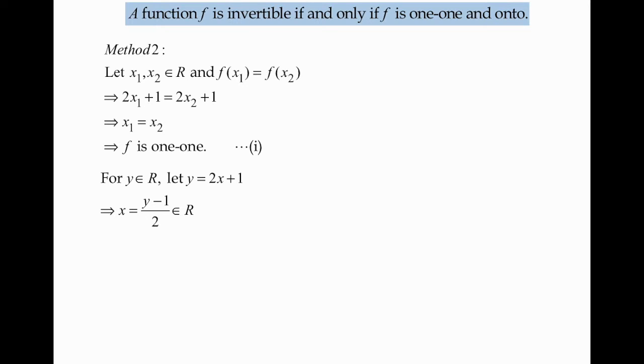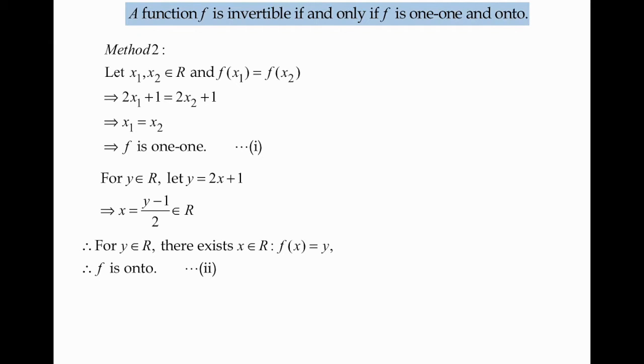So given a y belonging to R, there exists (y minus 1) over 2 which is also a real number such that f of x is equal to y. So for y belonging to R, there exists an x such that f of x is equal to y. And so we say f is onto. Since f is 1-1 and onto, f must be invertible.